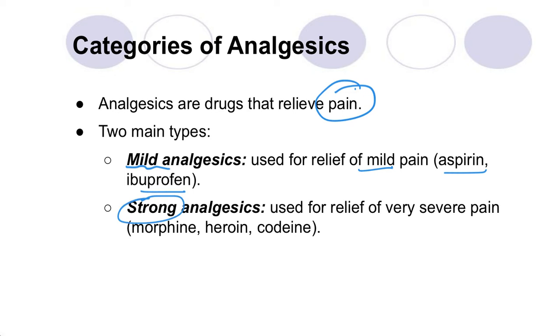And then we also have strong analgesics. That's for very, very severe pain. We're not going to look at these too closely in this video, but we'll take a look at them in a separate video. Those are things like morphine, heroin, and codeine.